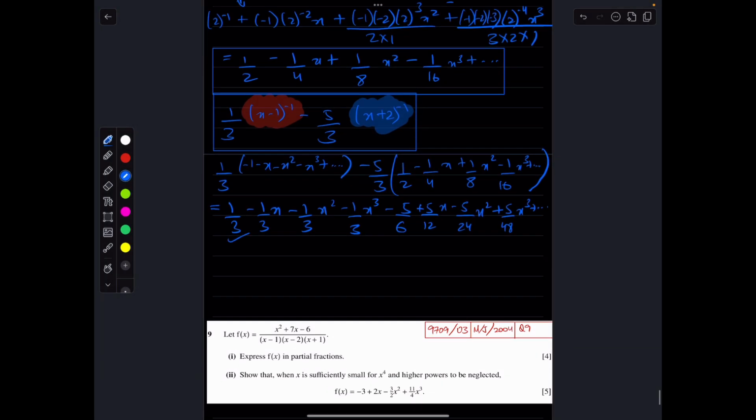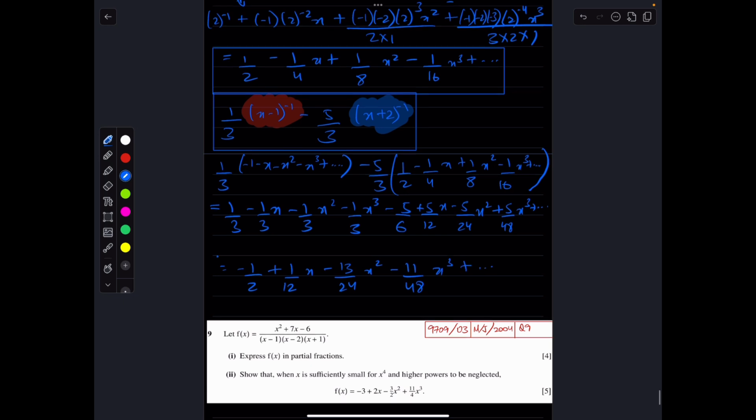Then this goes with this, so I have a minus half. This goes with this, so I have a plus 1 over 12 x square with x square, so I have a minus 13 over 24 x square, and x cube with x cube, and finally I have 11 over 48 x cube. This is my answer.